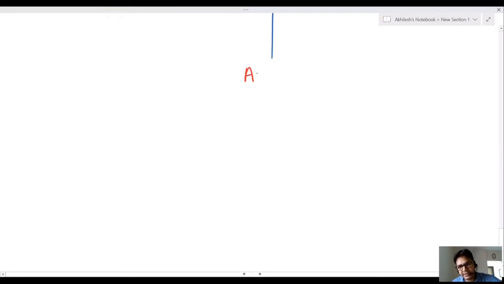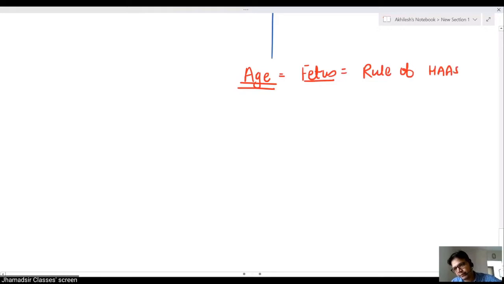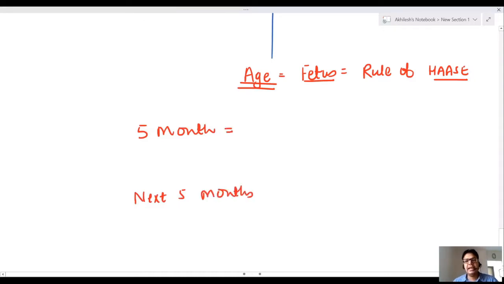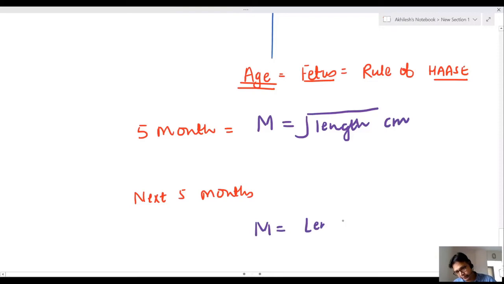Now I'm coming to how we decide age. For age of fetus, we use rule of Hasse. For first 5 months, age of fetus in month is equal to the square root of length in centimeter. For next 5 months, month is equal to length divided by 5 centimeter.